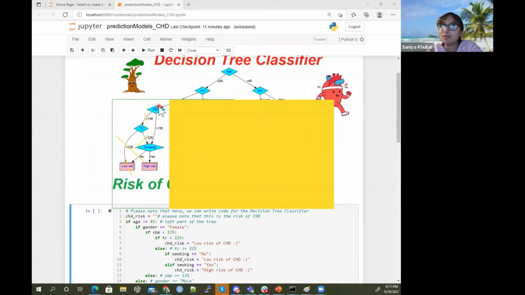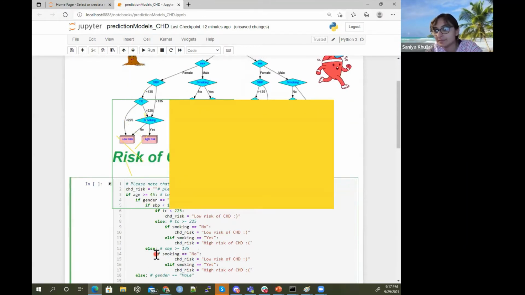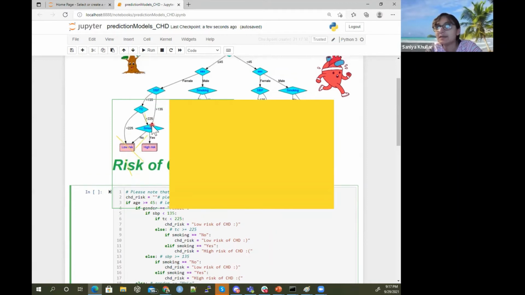So there's only one more thing here that we have to do, that we have to check if systolic blood pressure is greater than or equal to 135, then the same rules would apply as well. So if it's greater than 135, instead of checking for total cholesterol, you just check for smoking status. So you just take this here, and we can just copy it and paste it here. And I'll explain again.